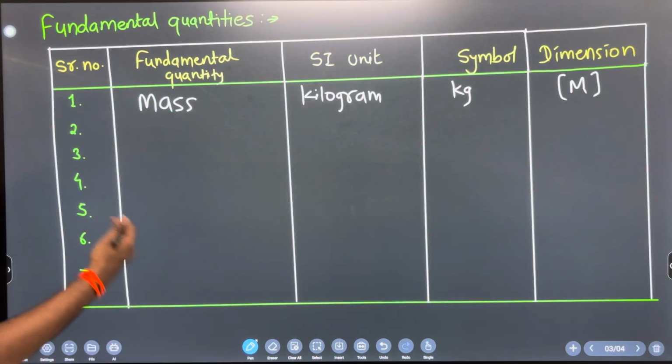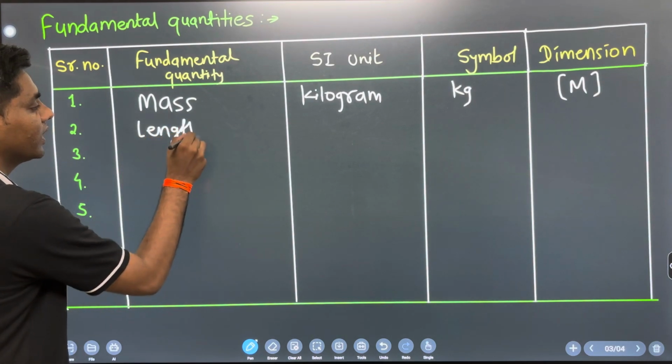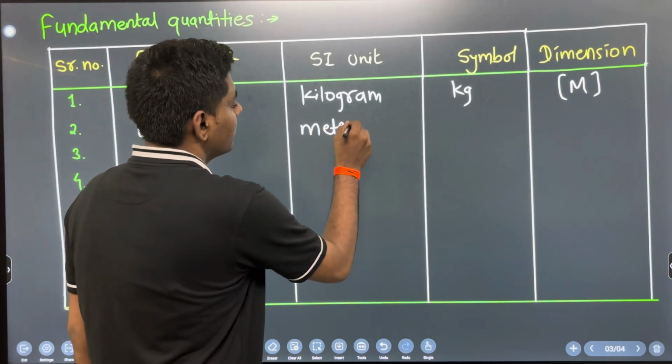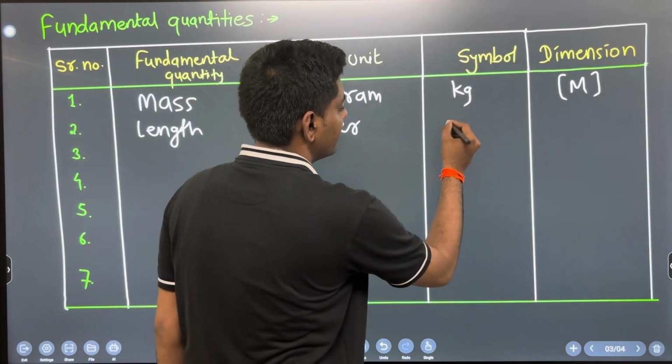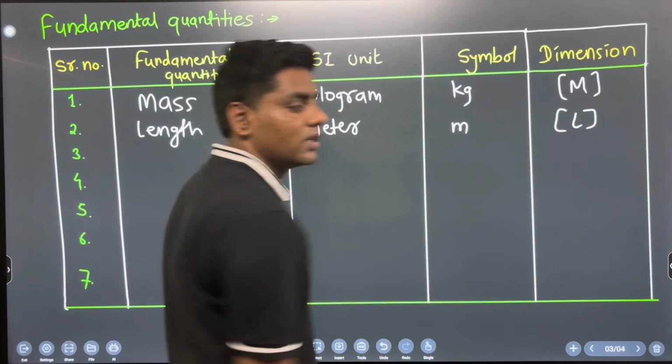So next fundamental quantity is length. बहुत easy है to remember. The length is measured in meter. So SI unit, the symbol for that is small m, and the dimension, remember, that is capital L.